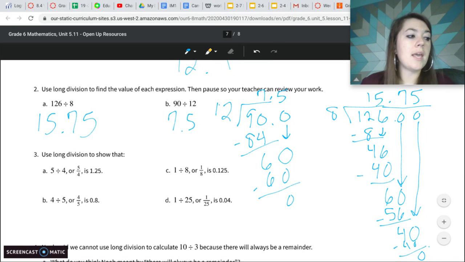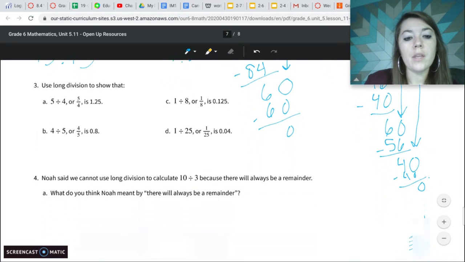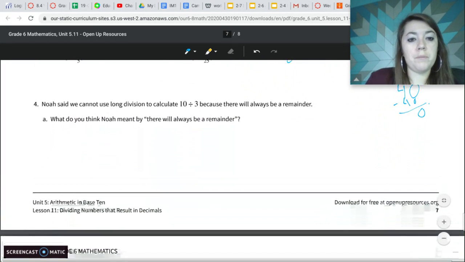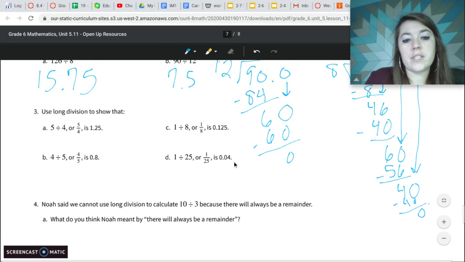It's not just going to be a simple one place after the decimal and we're done. Sometimes you may have to go 2 or 3 places after the decimal before you have your final answer. All right, so we want to use long division to show that 5 divided by 4, or 5/4, is 1.25, and the same for the rest of these.